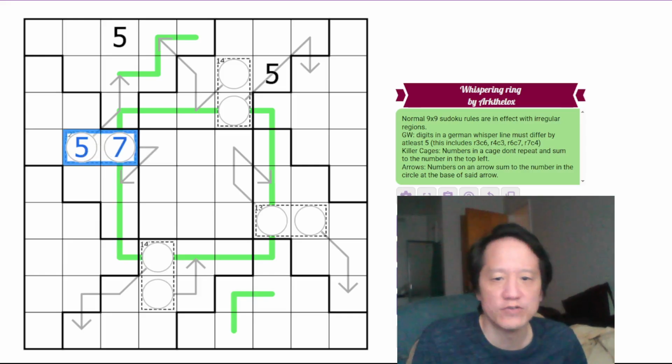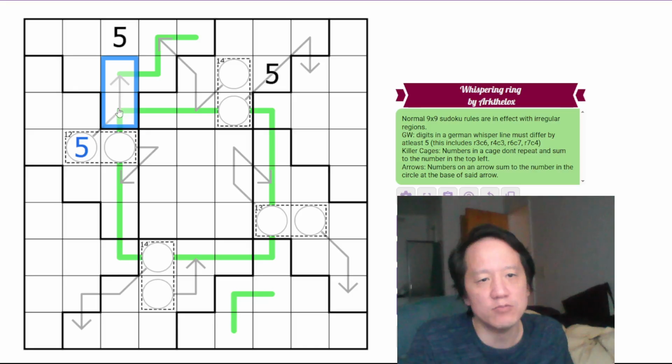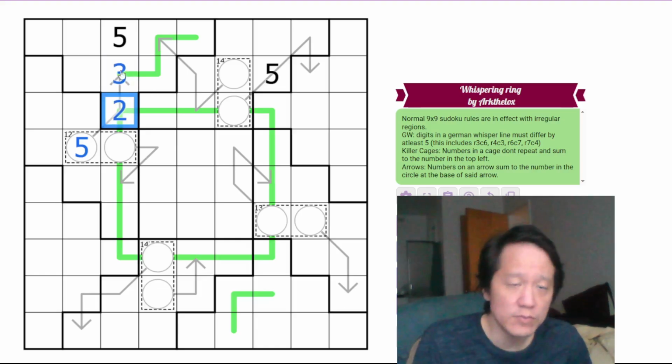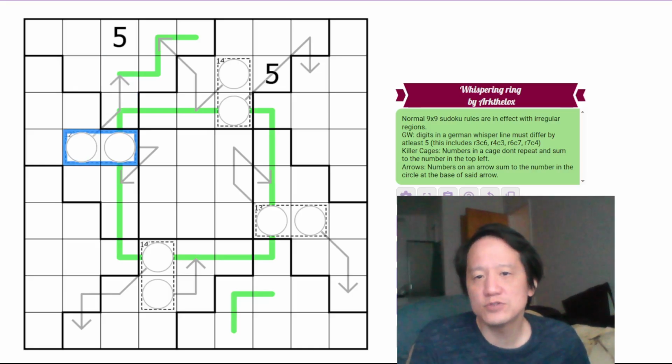up to 12. We also finally have arrows, where numbers on an arrow sum to the number in the circle at the base of said arrow. And all these circles are actually in cages. So for example, if this were a 5, this could either be 1 and 4, or 2 and 3, we don't know, in some order, right? Because these digits add up to what that digit is. And those are all the rules.